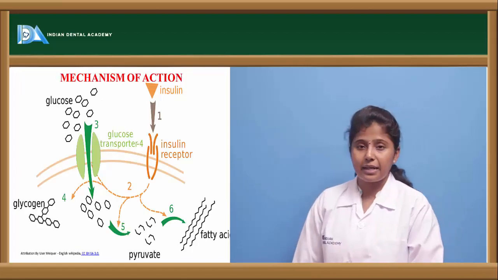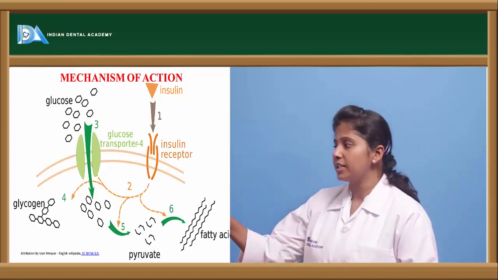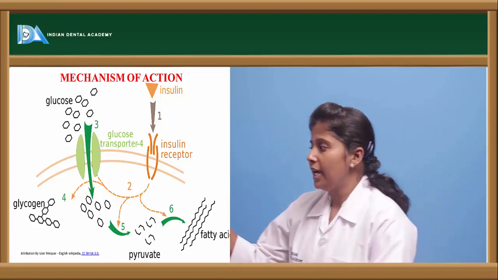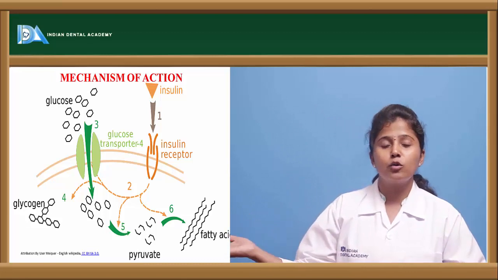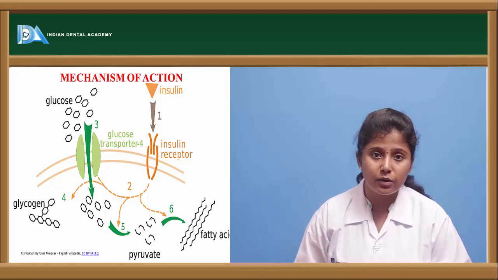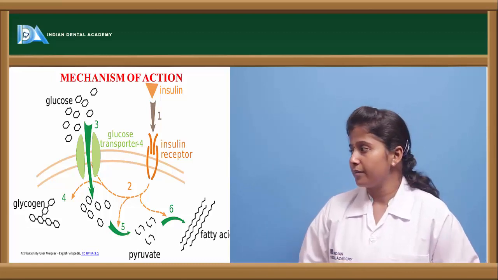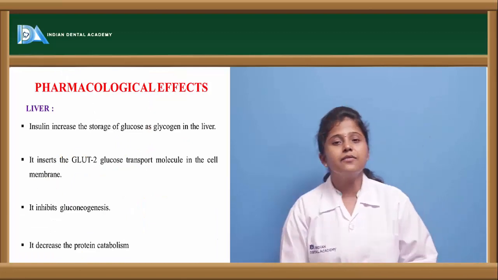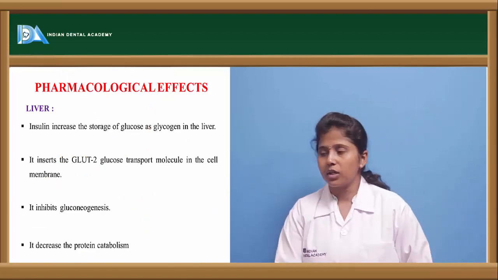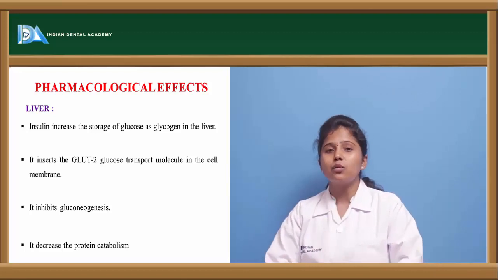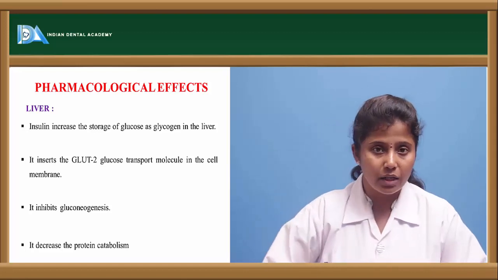Here we can see the mechanism of action, whereby insulin binds to the insulin receptors and converts the glucose entering the cell to glycogen. Let us see the pharmacological actions of insulin. On the liver, what does it do? Insulin converts glucose to glycogen in the liver.